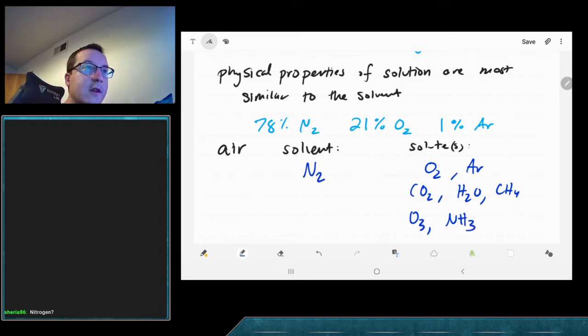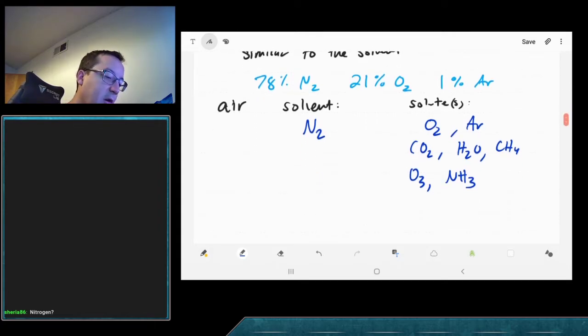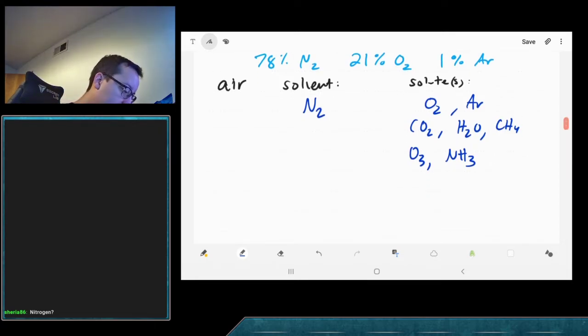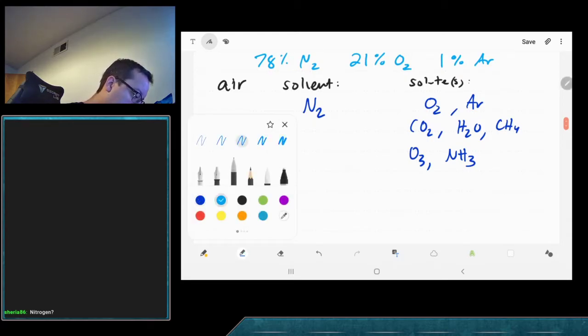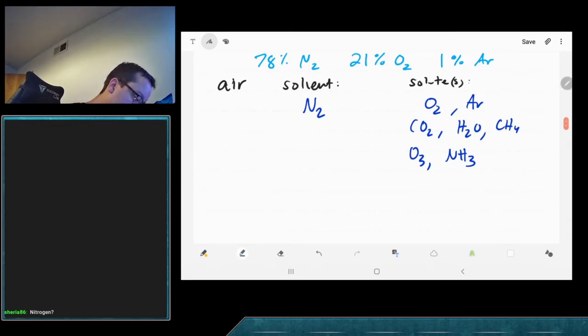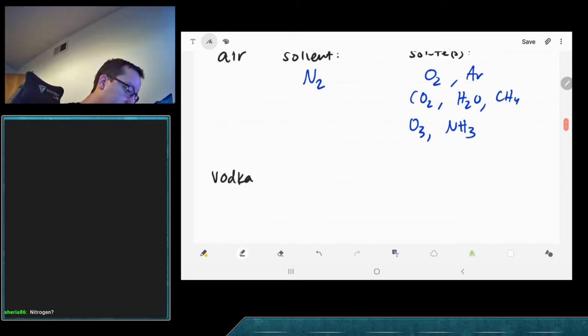Okay, so the solvent is always going to be just one thing, and it has to be the thing that's present in the biggest quantity. How about vodka? Vodka is roughly 40% ethanol and 60% water.